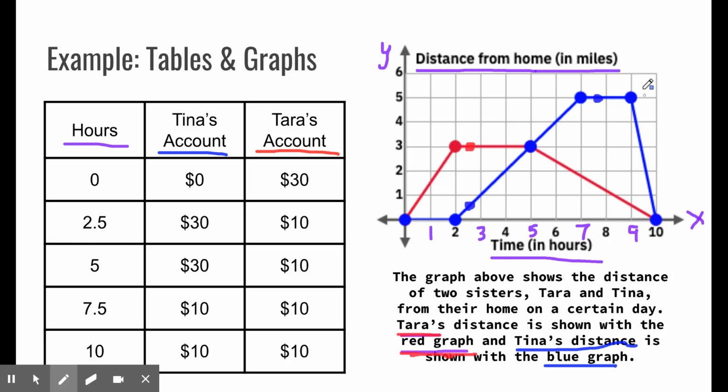Maybe she's a cross-country person. All right, let's talk about Tara. So Tara starts off right away. She has $30 in her account, so she just goes right along. And then by the time she gets to 2.5, she spent $20 and she's down to $10.